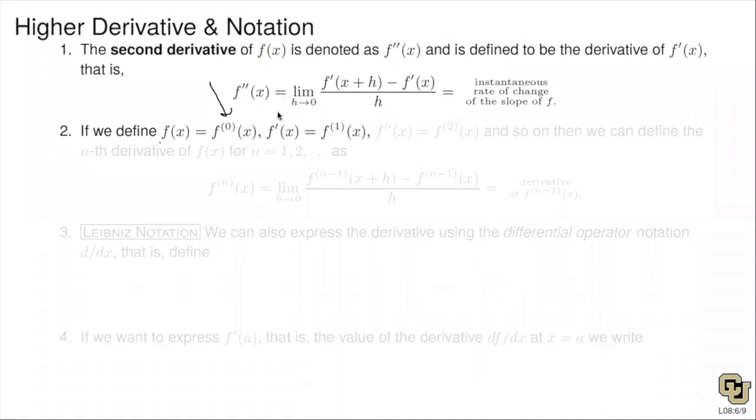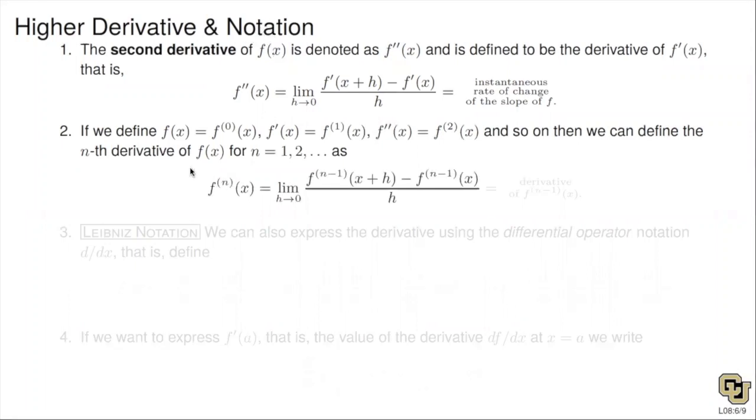The first derivative, f prime, we would write as f and then a little parentheses 1. Again, remember, this is not an exponent. When we put a parentheses around it, this indicates the order of derivative. So the second derivative would be f parentheses 2, third derivative would be f parentheses 3, and so on and so forth. And so now we can define in general the nth derivative, where n can be any integer.